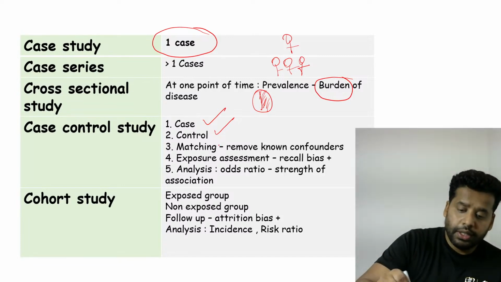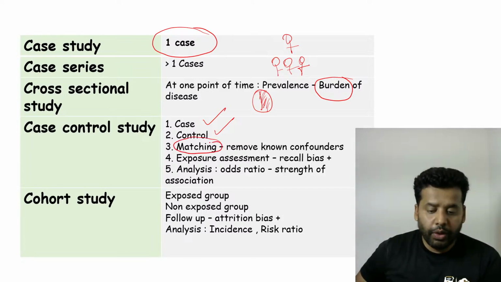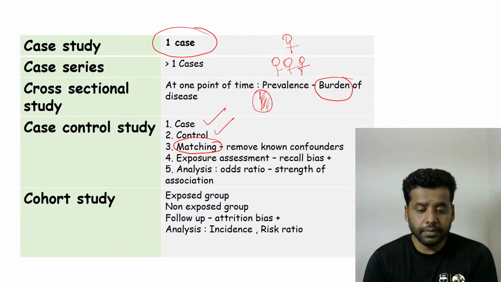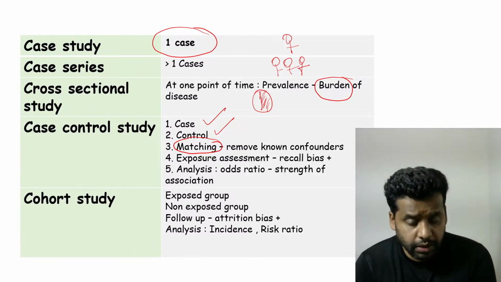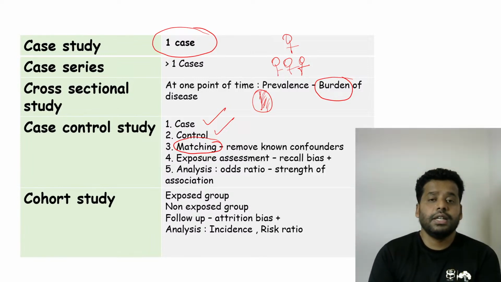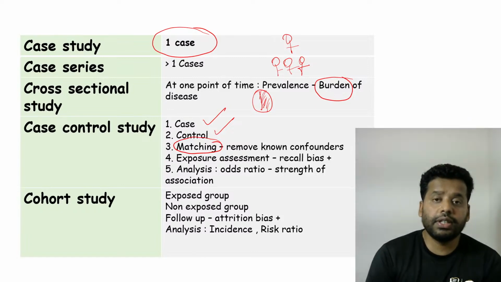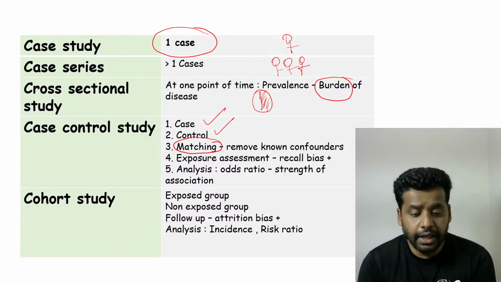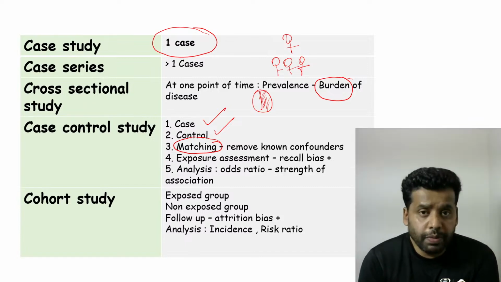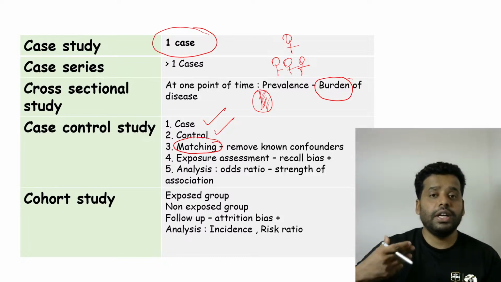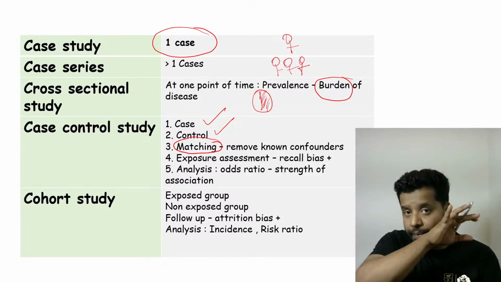Very important thing is matching. When you select controls, see the words properly. When you're selecting controls, we have to select in such a way that they are similar to cases with respect to certain factors like age, sex, occupation. We don't want those factors to play a role in disease formation, so we match them.